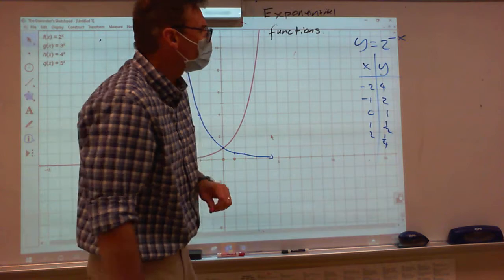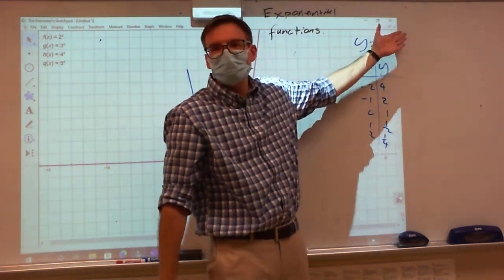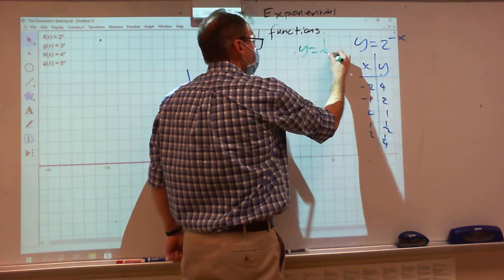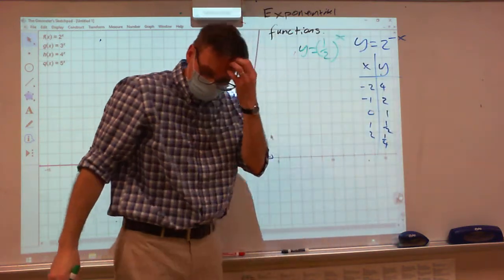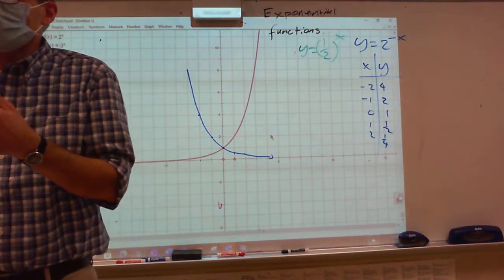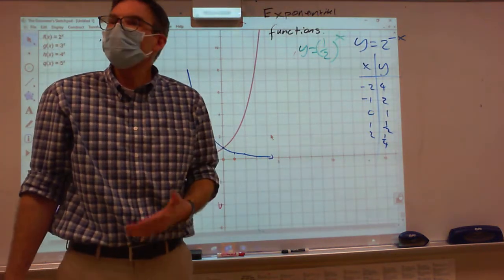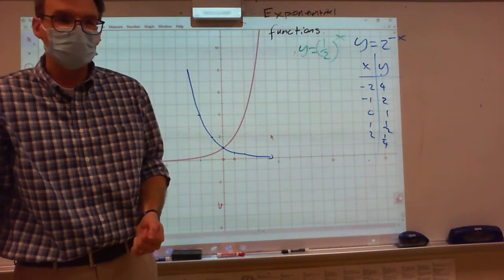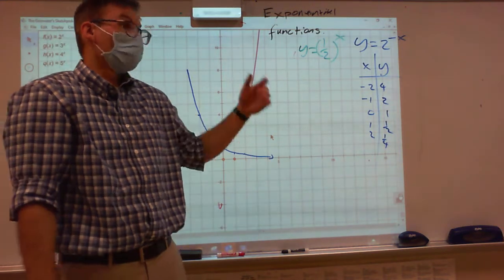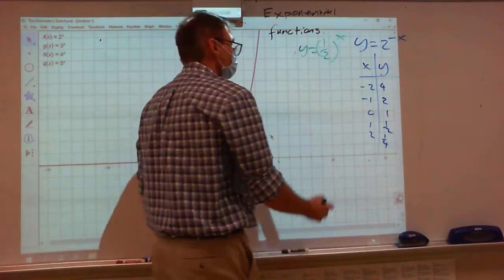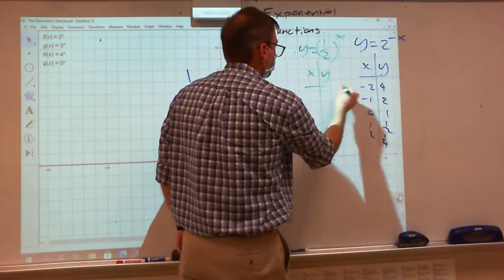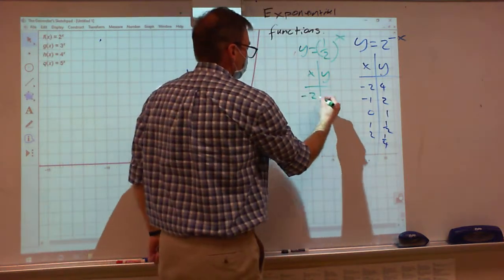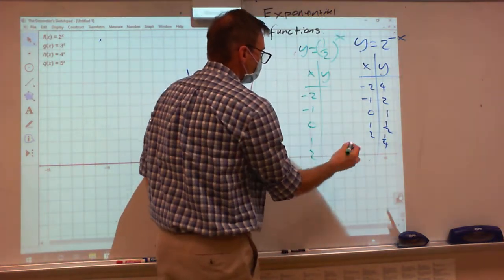But I'm also interested in, so I'm interested in the graph of 2 to the negative x. I'm also interested in the graph of y equals 1/2 to the x. Like, your bases don't always have to be greater than 1. Sometimes your bases are fractions, right? I have no clue what that thing looks like, so I'm going to make an xy chart. And I'll plug in the same values. I've got -2, -1, 0, 1, 2.